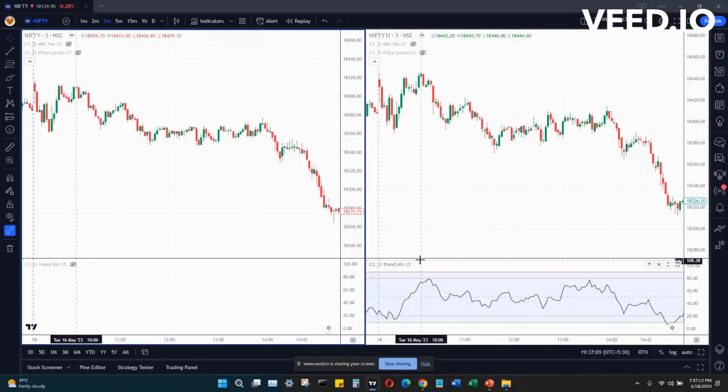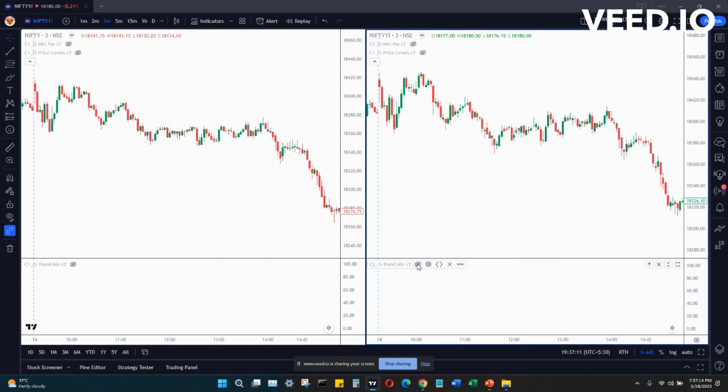Great. You're looking at the two view chart in the TradingView platform. So we have the Nifty spot on the left, Nifty futures on the right, and both these charts are set to a 3 minute time frame. And I have three indicators placed on both of these charts. And these indicators are custom indicators which are built exclusively to be used on the Nifty 3 minute charts.